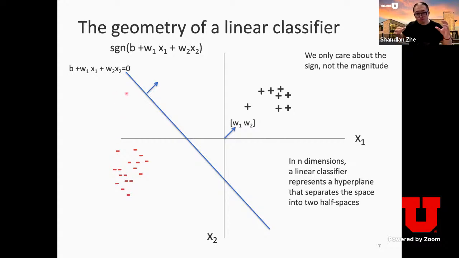In the 2-dimensional space, our classification boundary obviously is a line. So in the 3-dimensional space, what is our classification boundary?